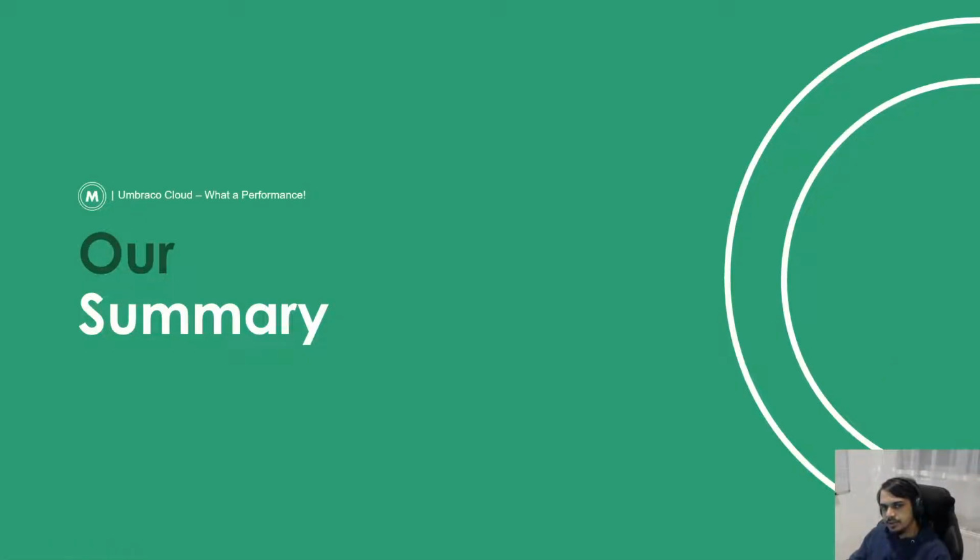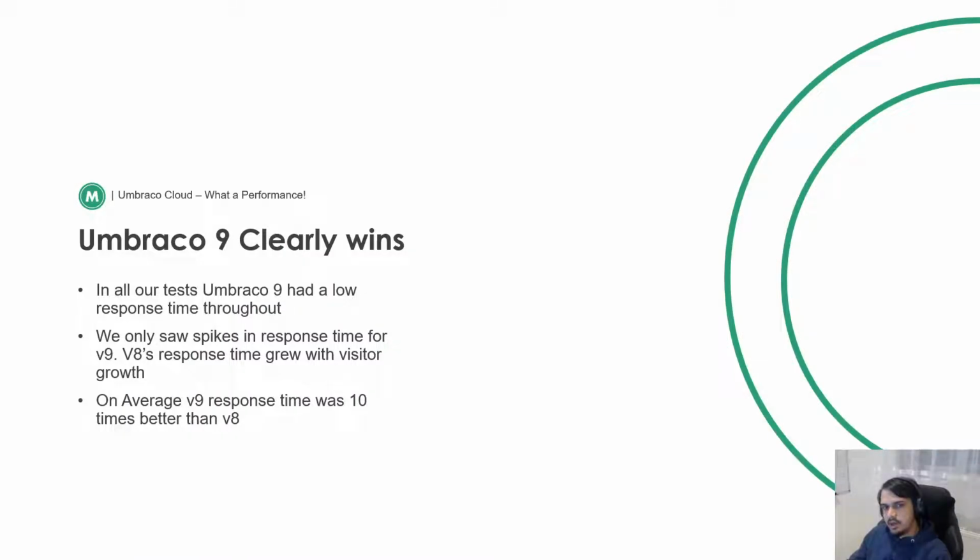So our summary for this stress test: Umbraco 9 clearly wins. In all of our tests, Umbraco 9 had a low response time throughout. We did these tests twice, and every single time Umbraco 9 clearly outbeat Umbraco 8. We only saw the spikes in response time for V9, whereas V8 just grew with the visitor growth, as shown in the K6 graphs. And on average, V9's response time was 10 times better than V8.